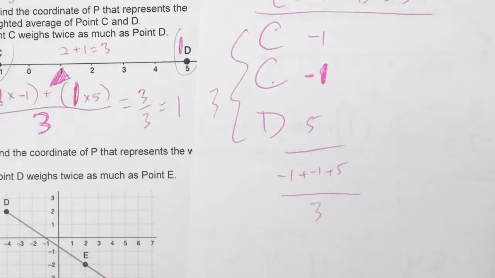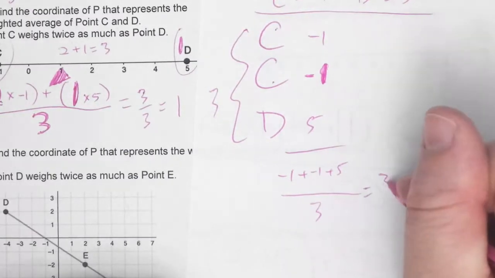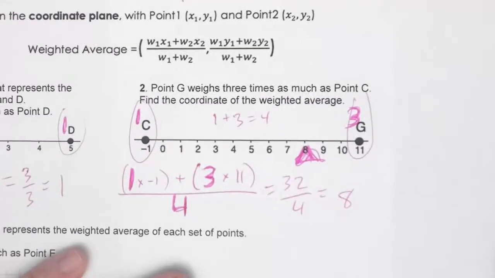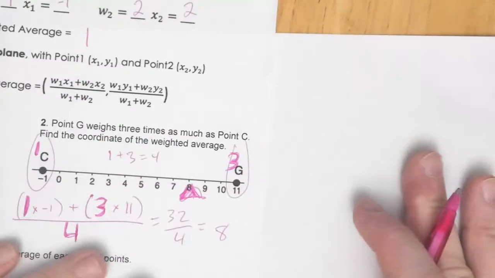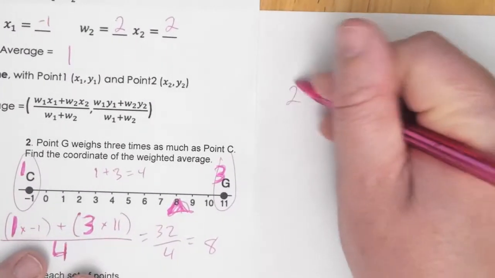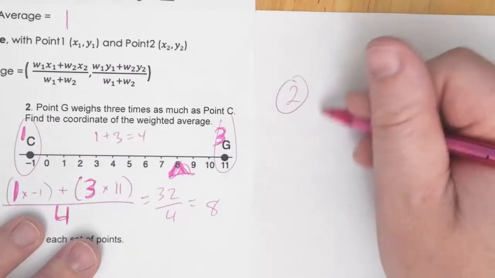All you have to do is add those together and divide by how many there were. So -1 plus -1 plus 5, and you would have had 3 over 3. And you still got the same answer, right? Same idea. If we do another one, I'm just showing you different ways how to do this. So you just pick the way you like and just roll with it. All right, so same thing for number 2.